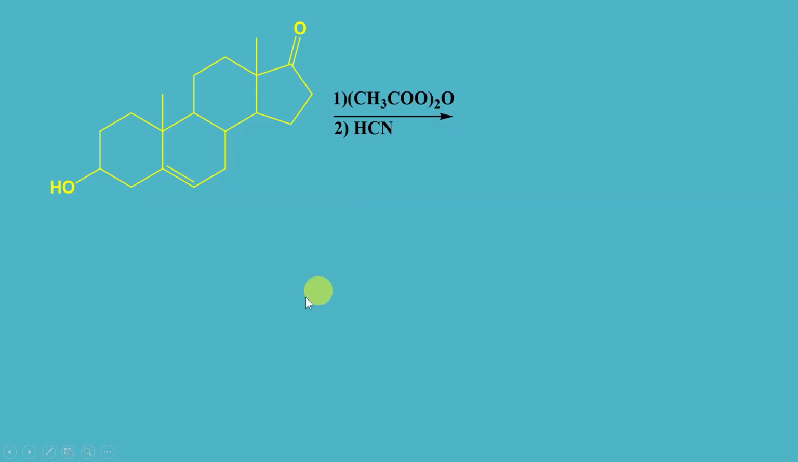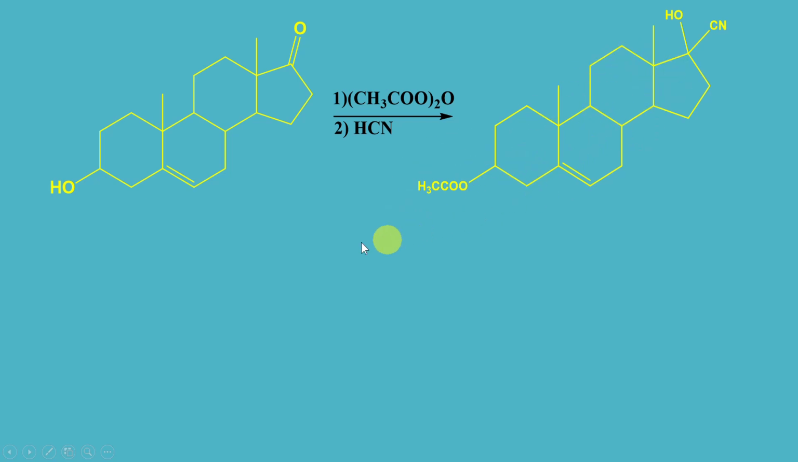First of all, acetic anhydride acetylates this OH group to the corresponding ester, acetate. Then the ketone of that acetate reacts with hydrogen cyanide. This hydrogen cyanide is directly added to this ketone to form the corresponding cyanohydrin. HCN gets added to the CO group. Thereby we will get the corresponding cyanohydrin. It is the cyanohydrin of this acetate.